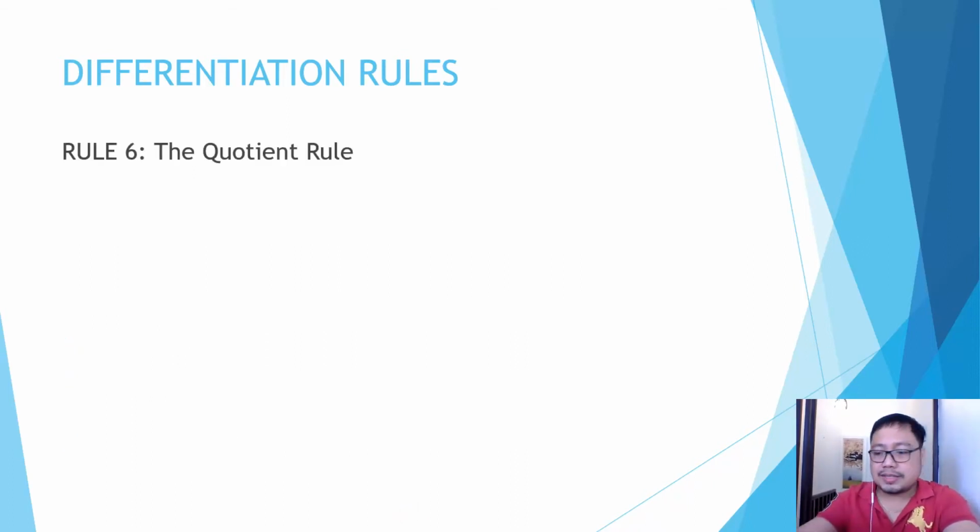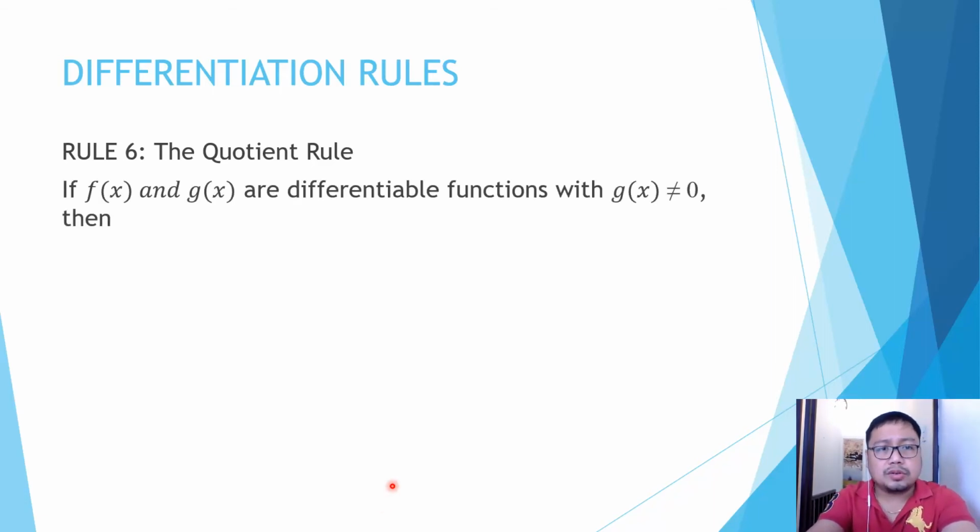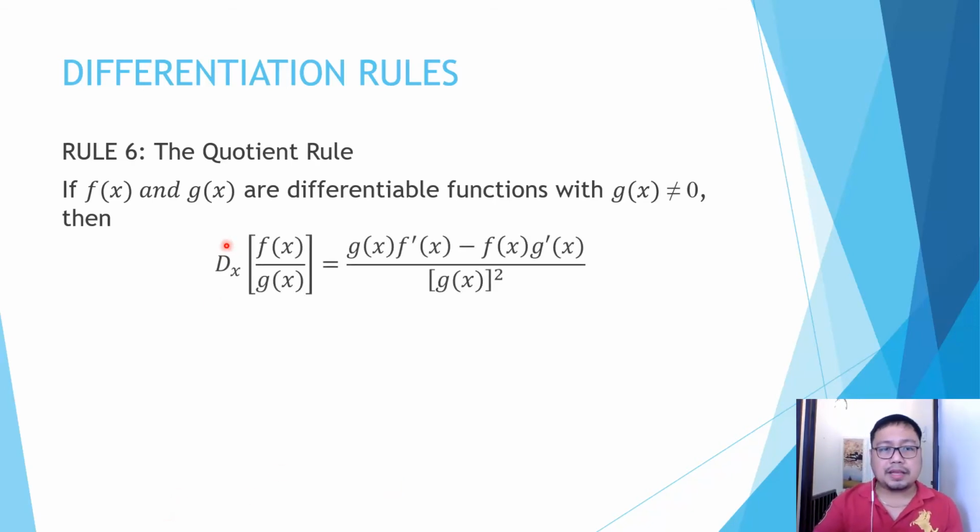All right. Rule number 6, the quotient rule. The quotient rule says that if f of x and g of x are differentiable functions with g of x not equal to 0, then the derivative of the numerator function over the denominator function equals this: you raise your denominator to a power of 2 for your denominator, and then for your numerator, denominator times the derivative of the numerator minus numerator times the derivative of the denominator.